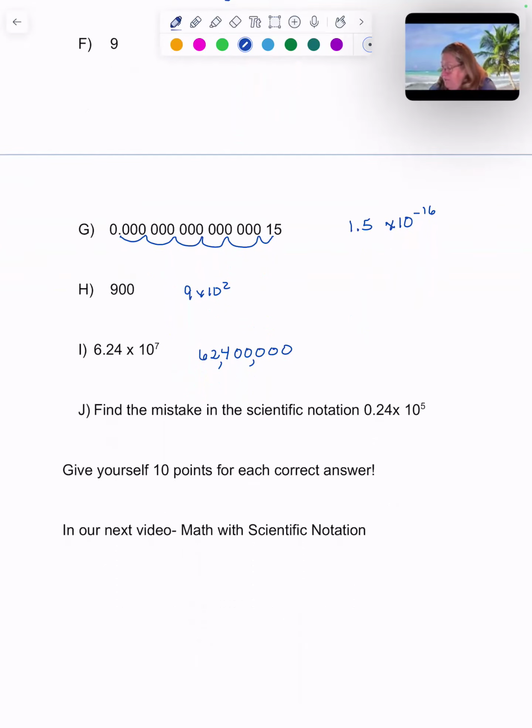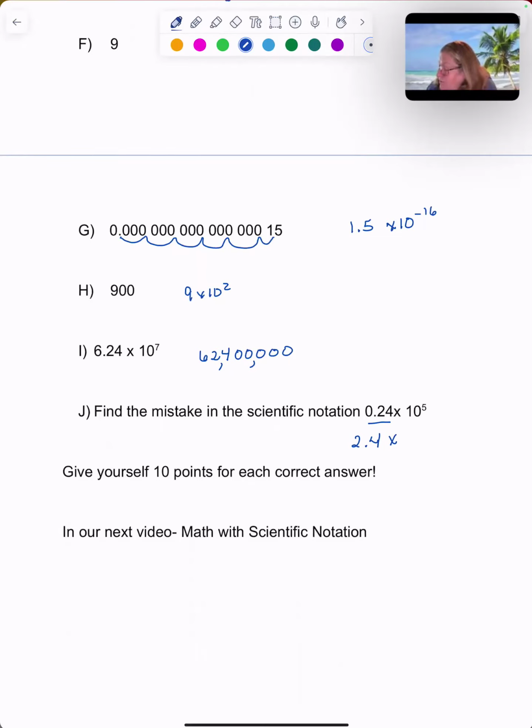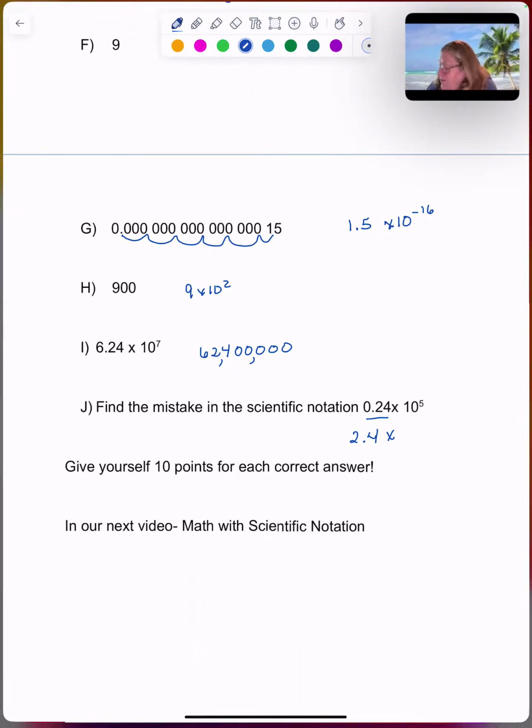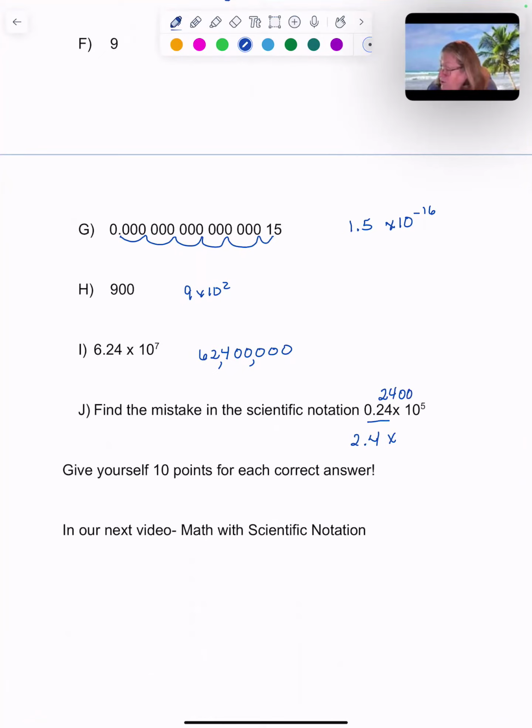You find the mistake in 0.24 times 10 to the fifth. Hopefully most of you saw it. Remember, it's got to be a single digit in the ones place, so this has got to be 2.4. Okay, you've got to always move it over 1. So let's look at this. What would that have been in expanded form? Well, in expanded form, this is a bigger number. We're going to be moving that decimal point 5 times. So that would have been 2, 4. That's 1 move. 2, 3, 4, 5.